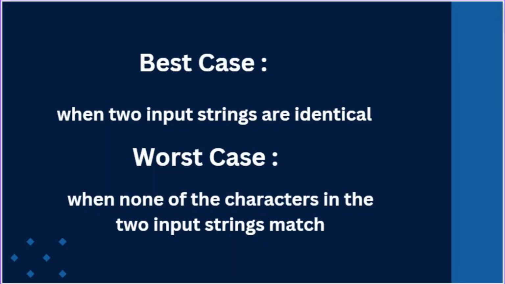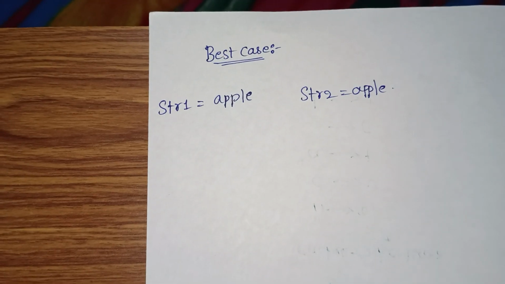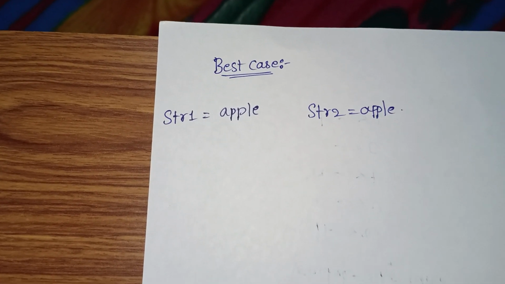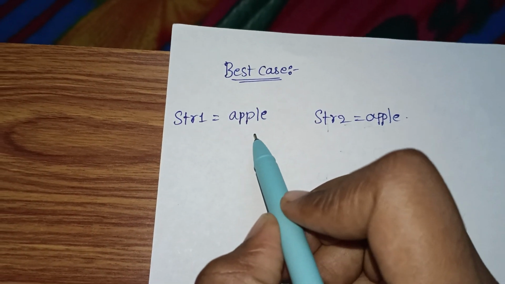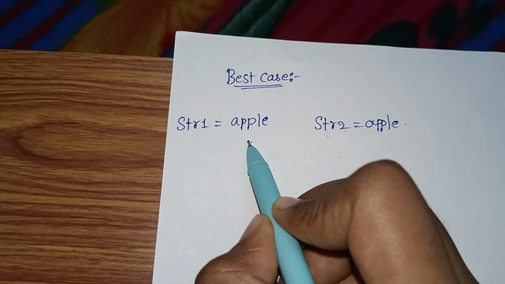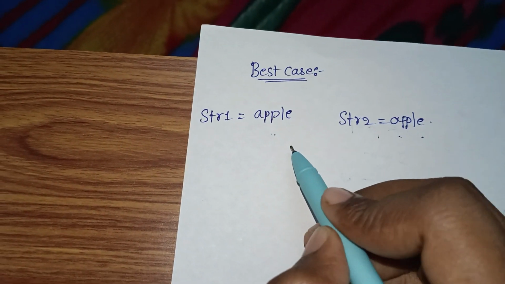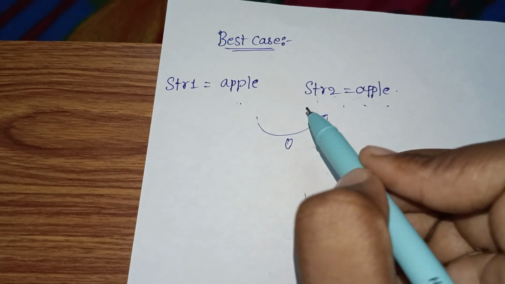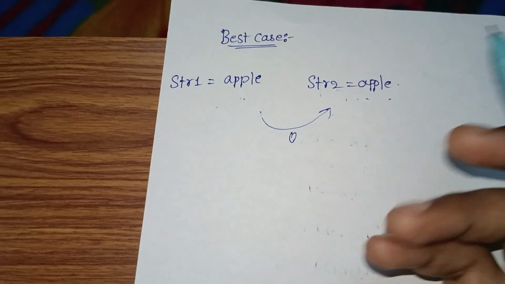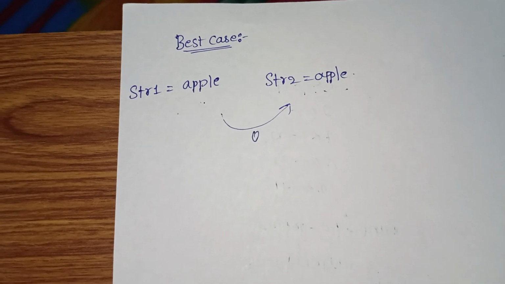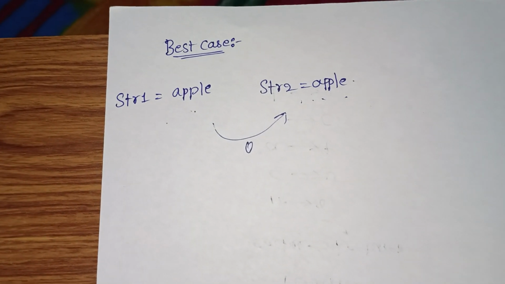Now let's see the best and worst cases of this algorithm. So the best case of this algorithm occurs when the two strings are identical. That means in string 1 we have taken apple and in string 2 we have taken apple too. Now it requires 0 operations to transform apple into apple because they both are identical. So this can be considered as the best case of this algorithm.